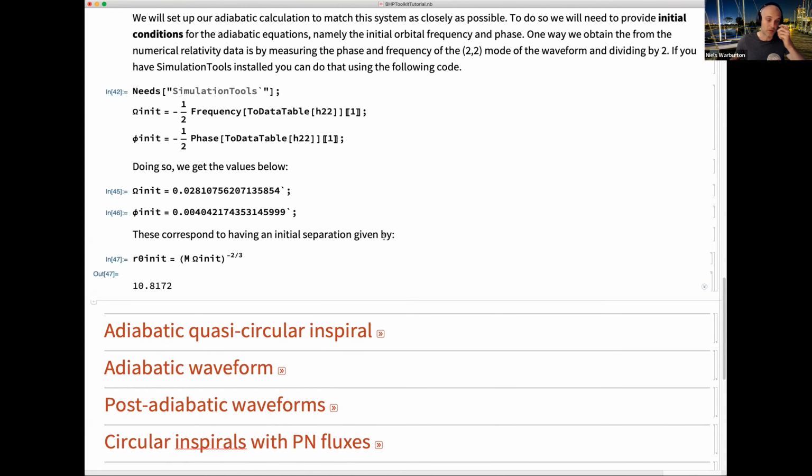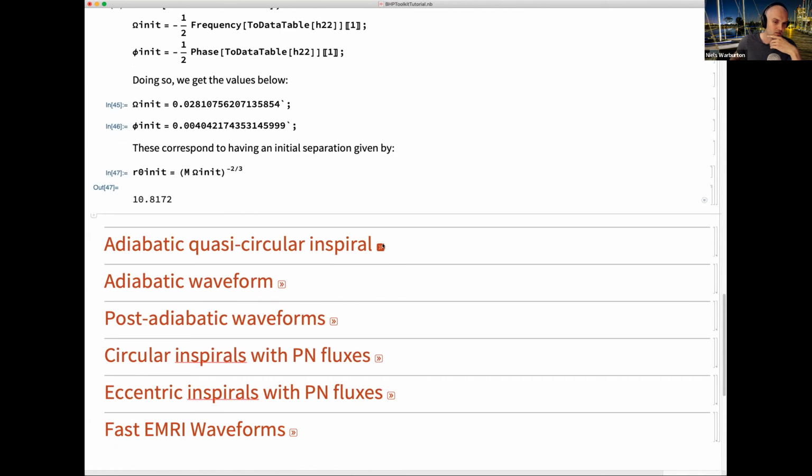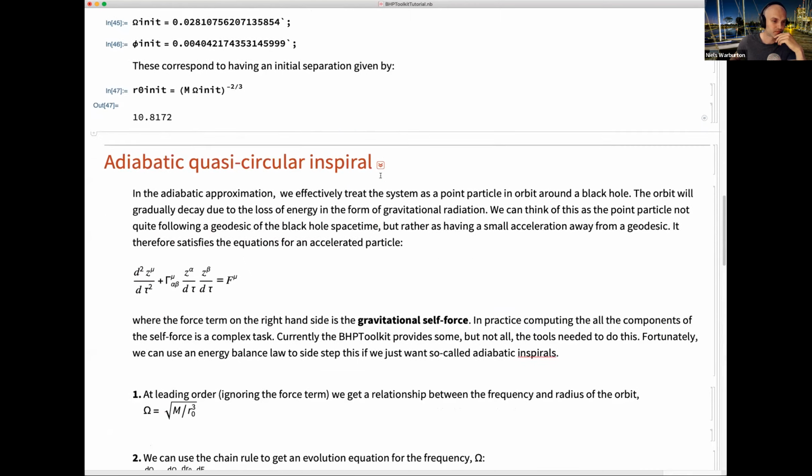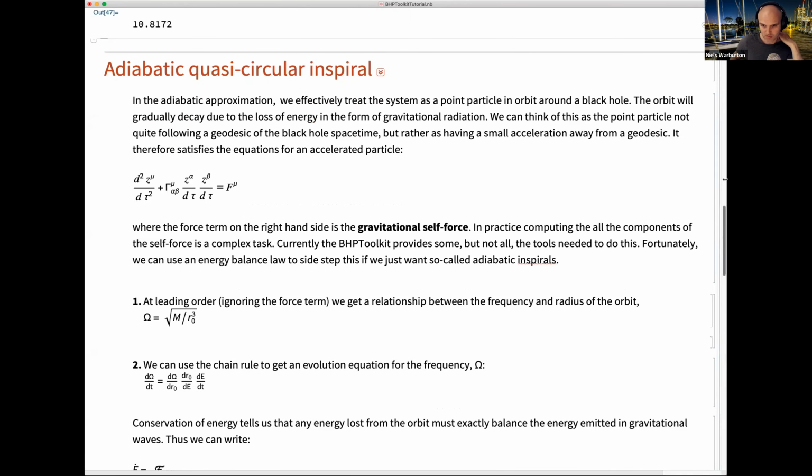Okay, so we'll show that waveform in a moment, but first of all, let's look at computing an adiabatic inspiral using the Black Hole Perturbation Toolkit. A little bit of description: in these perturbation theory calculations, we treat the secondary as a point particle orbiting around the black hole. That orbit will slowly decay due to the loss of energy and angular momentum in the form of gravitational radiation.